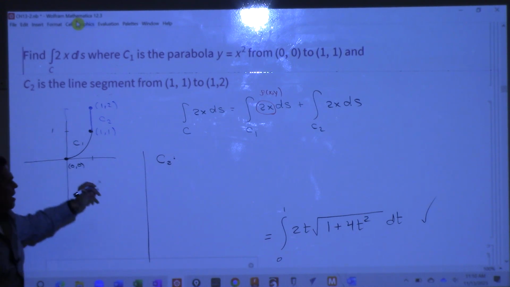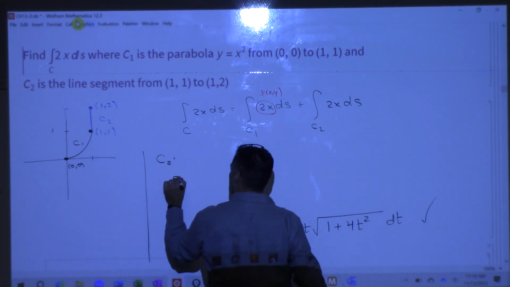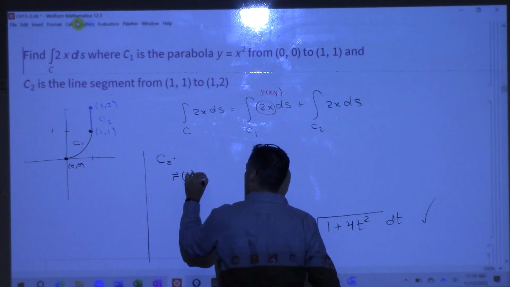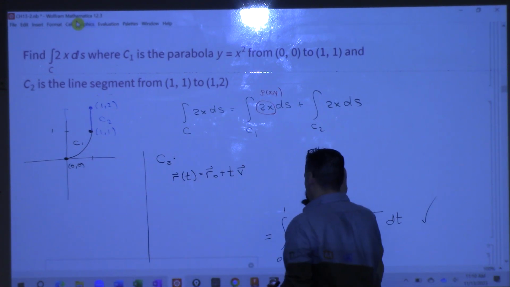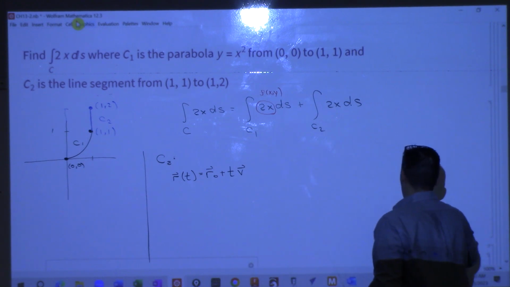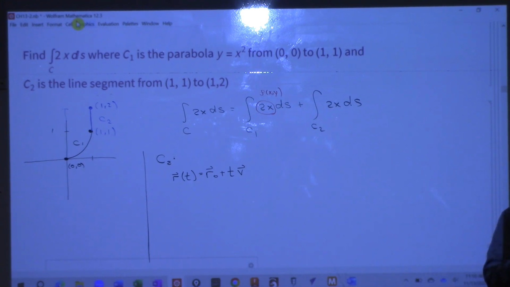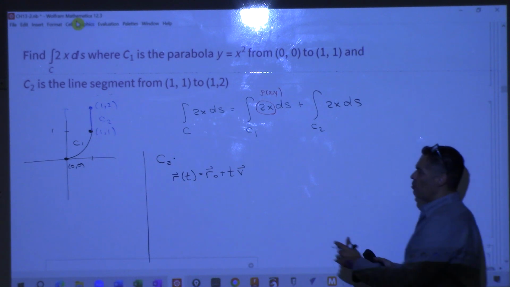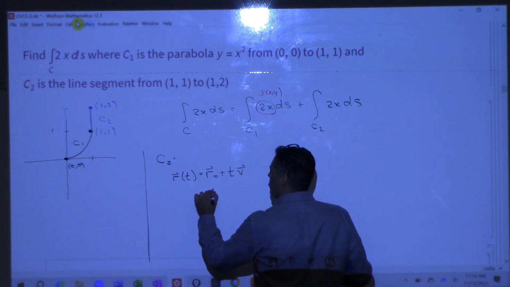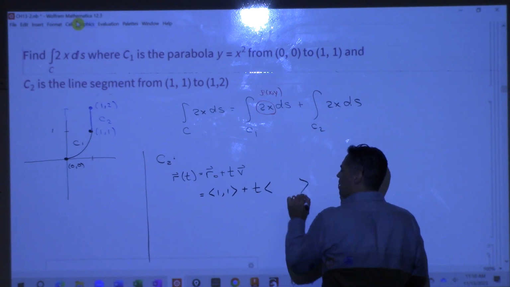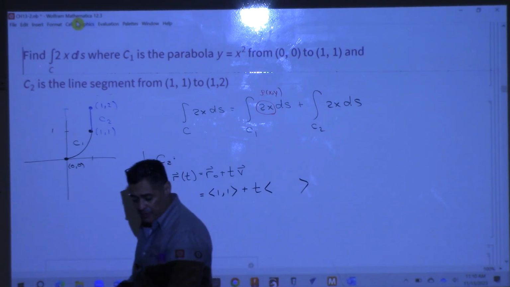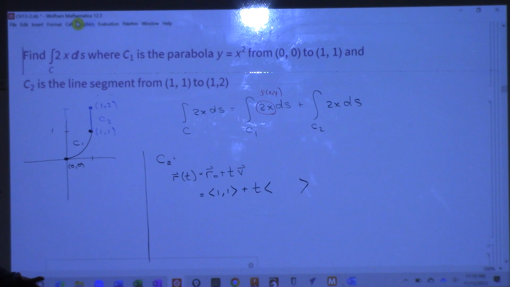So since this is a line segment, I'm going to look at this as being r of t, back in old school chapter 10, is r naught plus t v. We had this good old-fashioned formula, right, where the r naught is your starting point converted to a vector. So what's r naught for us? 1, 1. Plus t times, and v here is the what? Direction vector, which is the vector going from where to where?